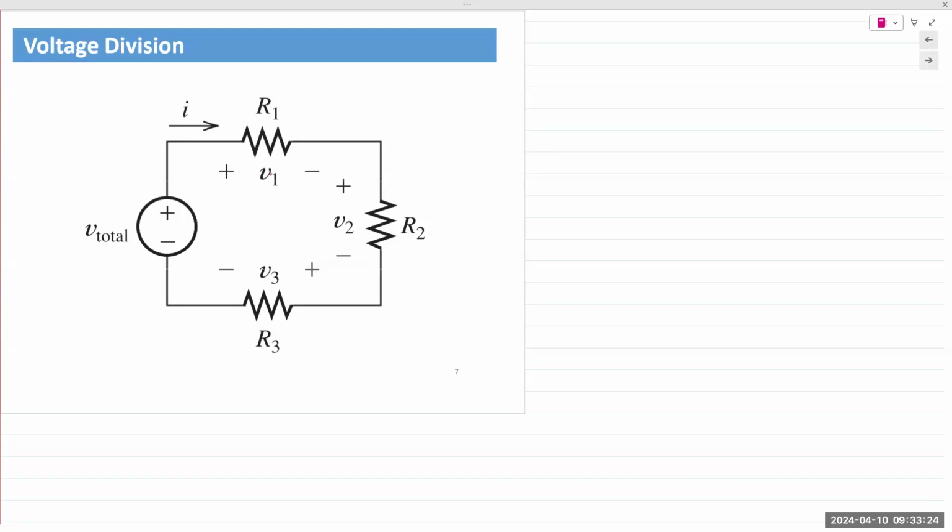Let's start here. V total is the source that is being applied. Current would go in this direction. It's a series circuit. What happens to current in a series circuit? It's the same. Nothing happens to it, right? The current in a series circuit is a result of all the resistors working together. Whatever value you obtain is the same for all of them. So current never gets divided. Current remains the same. However, depending on the value of the resistors, the voltage would be divided.